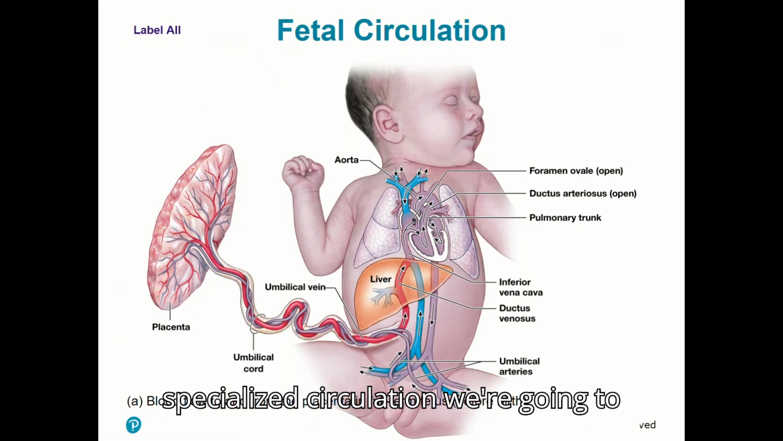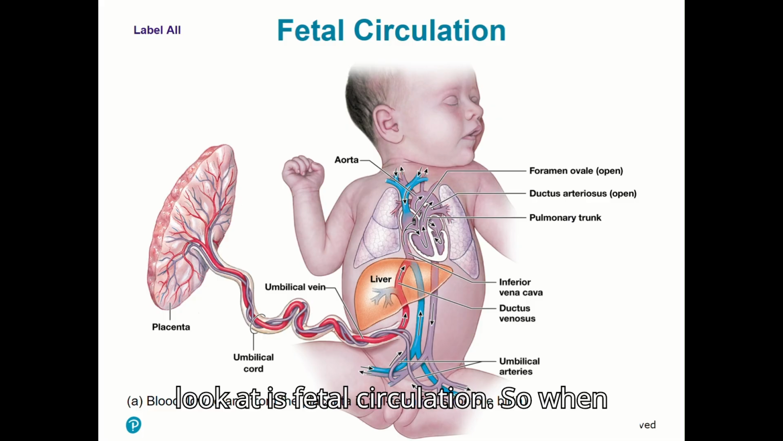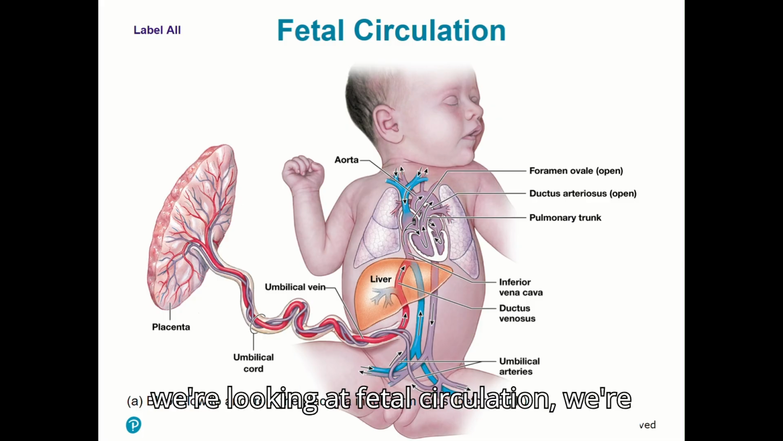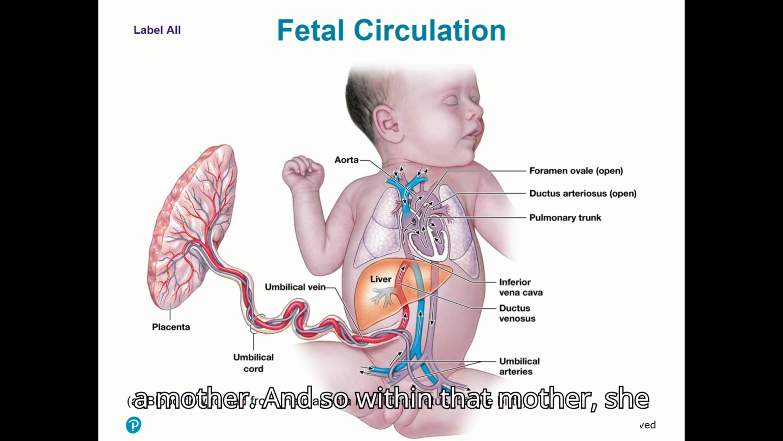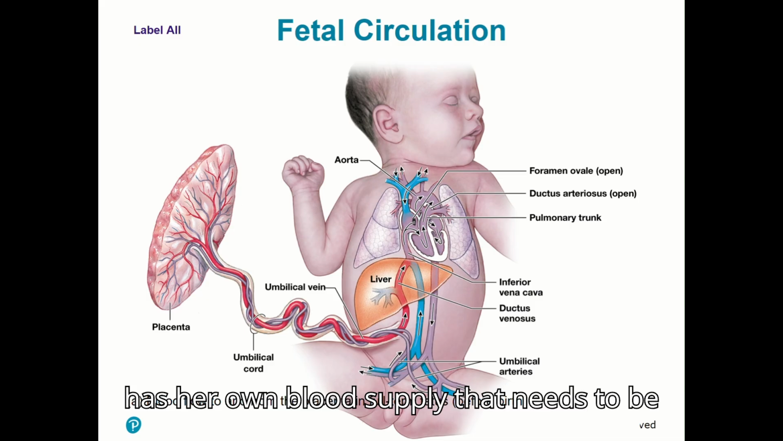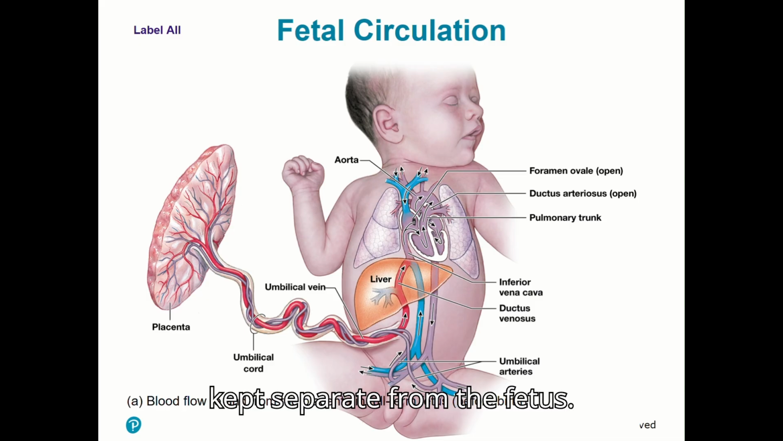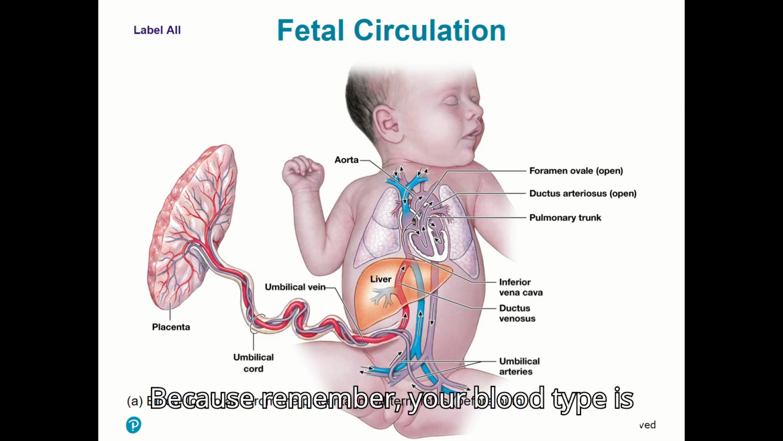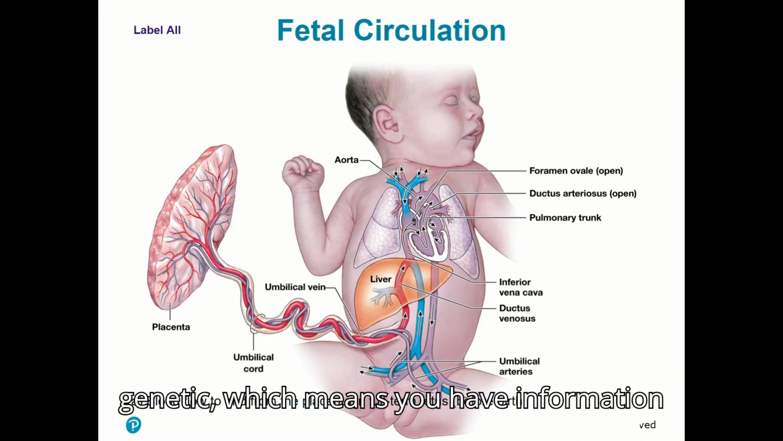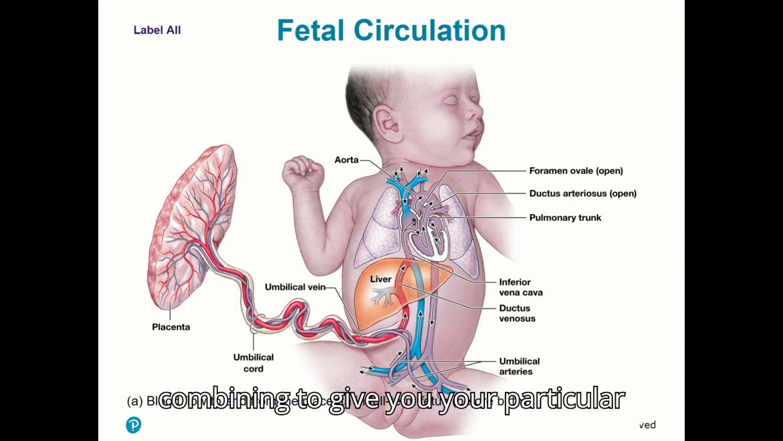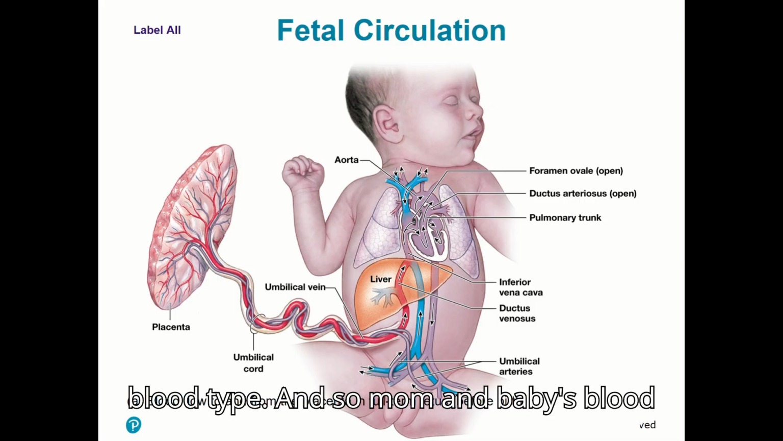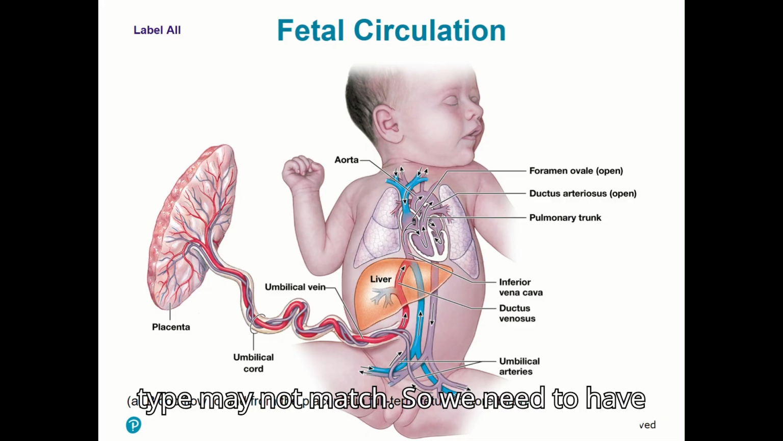The last specialized circulation we're going to look at is fetal circulation. So when we're looking at fetal circulation, we're looking at a fetus that is growing within a mother. And so within that mother, she has her own blood supply that needs to be kept separate from the fetus. Because remember, your blood type is genetic, which means you have information coming from mom and from dad, which are combining to give you your particular blood type. And so mom and baby's blood type may not match.